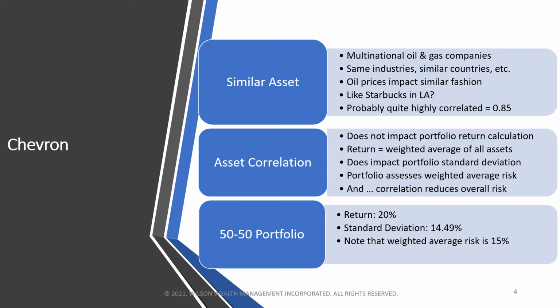However, the standard deviation, which has that second component to the equation, its standard deviation is 14.49%. And I note there that the weighted average risk would have been 15%. So you do get a slight benefit in your portfolio by adding a non-perfectly correlated asset, in this case, Chevron.